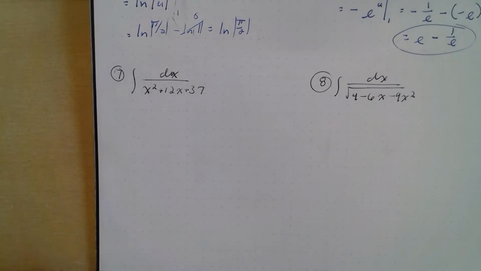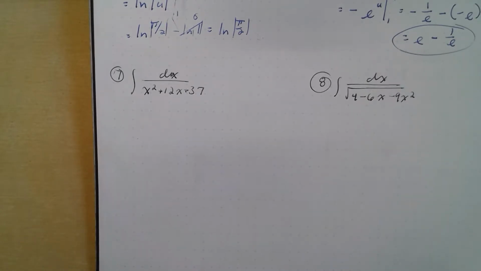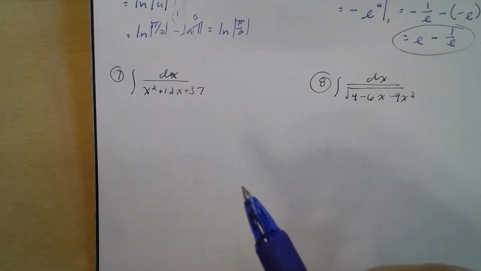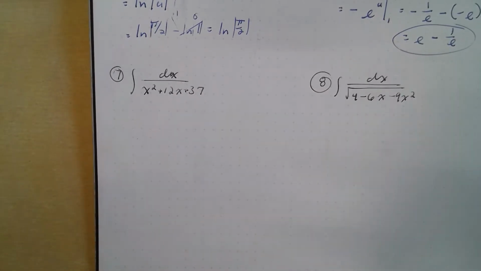Okay, let's do 4 more. Can you handle it? I think you can. We have the integral of dx over x squared plus 12x plus 37. Well, in this situation, we're not going to use u substitution because honestly, if we did that, we're not going to be able to eliminate anything. There's nothing good that will come of it. So here, we're going to complete the square. You can see that we have plus 37. We want to have something that's a little bit more simple to deal with.